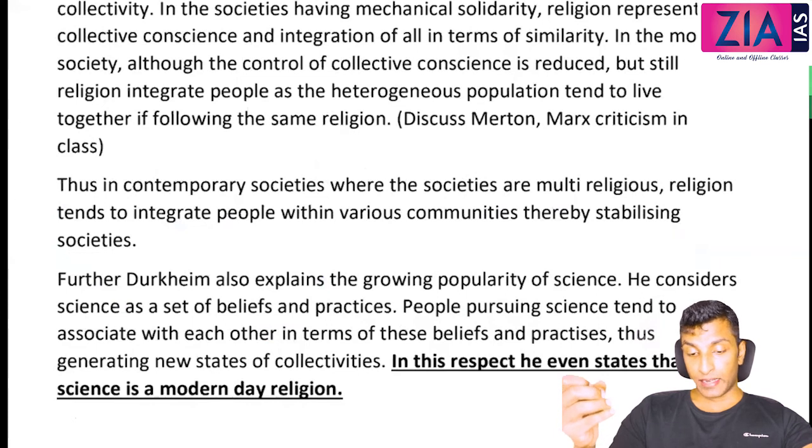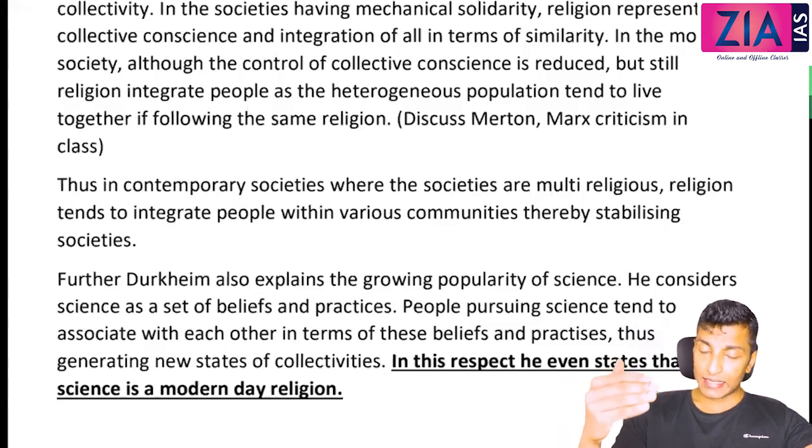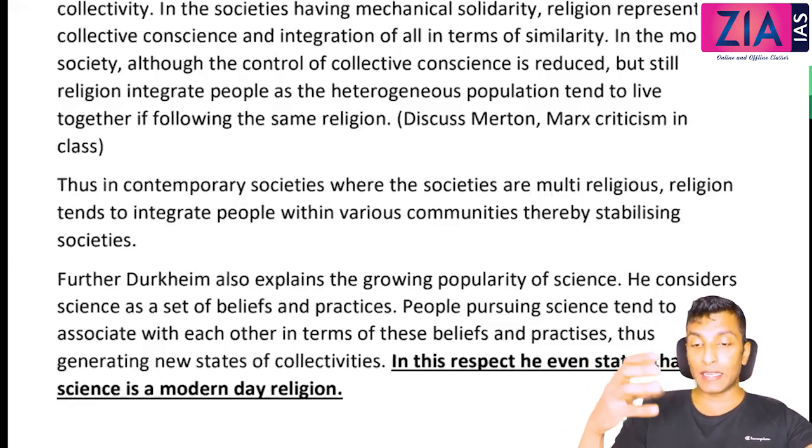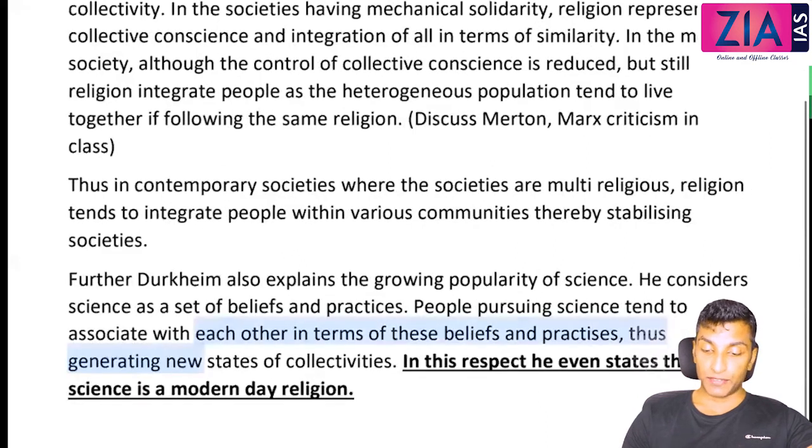Further, Durkheim also explained the growing popularity of science. What he's saying is science is also a set of beliefs and practices, right? When you talk about physics, it is related to some beliefs and practices, some Newton's law, etc. Chemistry also, biology also. Those who are following that particular science will be together. So science is basically a modern day religion, according to Durkheim. People pursuing science tend to associate with each other in terms of these beliefs and practices, thus generating new states of collectivities. In this respect, he even states that science is a modern day religion.